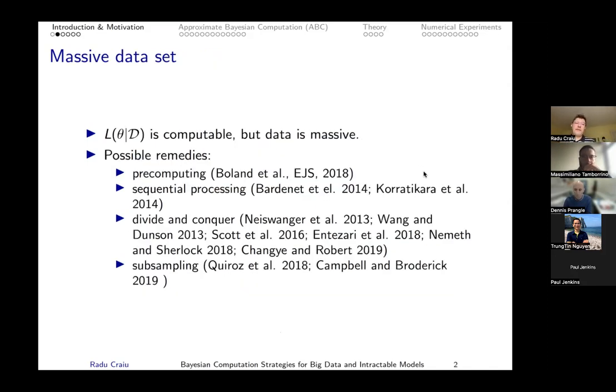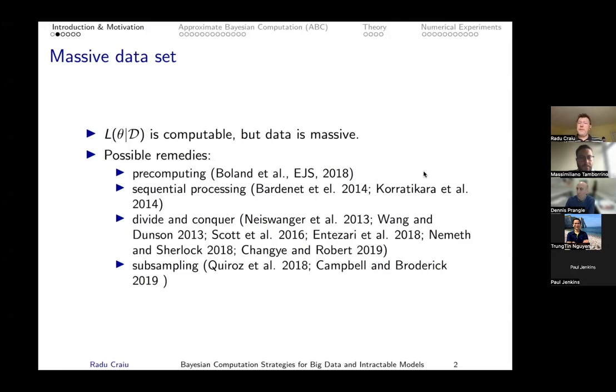So the first challenge that traditional Bayesian computation faces is that the likelihood is computable, but the data is massive. Over the years, starting around 2012, I think, we've seen a number of solutions. I apologize in advance, I probably omit some important references. These are some of the things that I read recently, and if you go to these papers, you'll find the original ideas mentioned in the references.